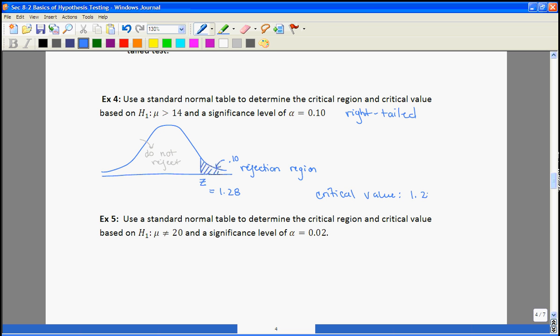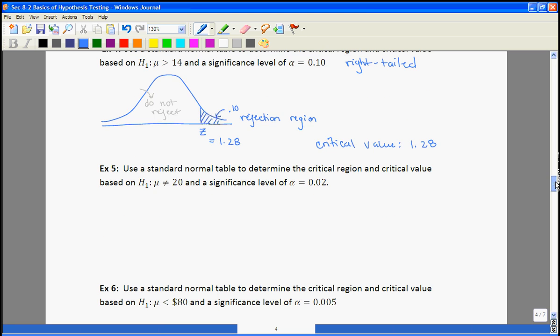So the critical value would be 1.28. So if we had a test statistic that was larger than 1.28, that means it would fall in the rejection region and we would reject the null hypothesis. But if we had something smaller than the critical value, maybe we got 1.15, then we would not reject the null hypothesis. Okay, let's take a look at example 5.